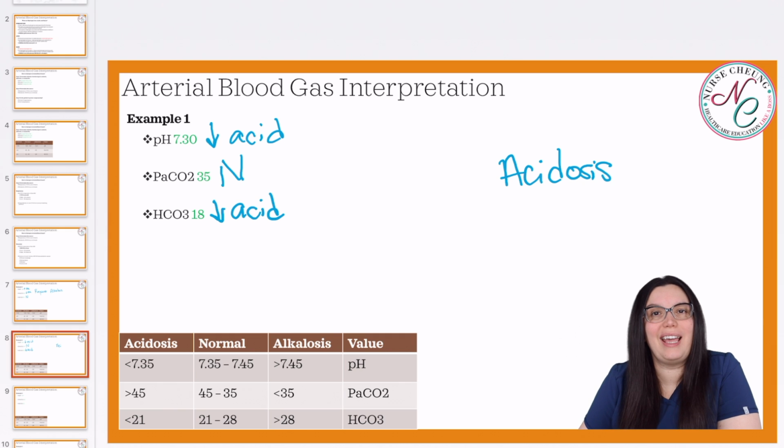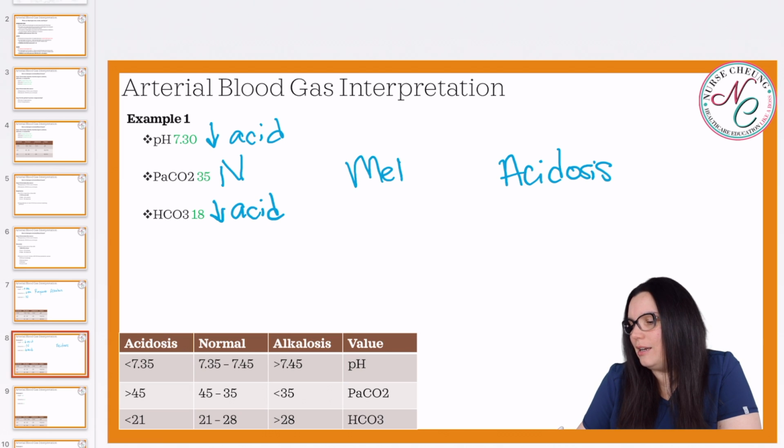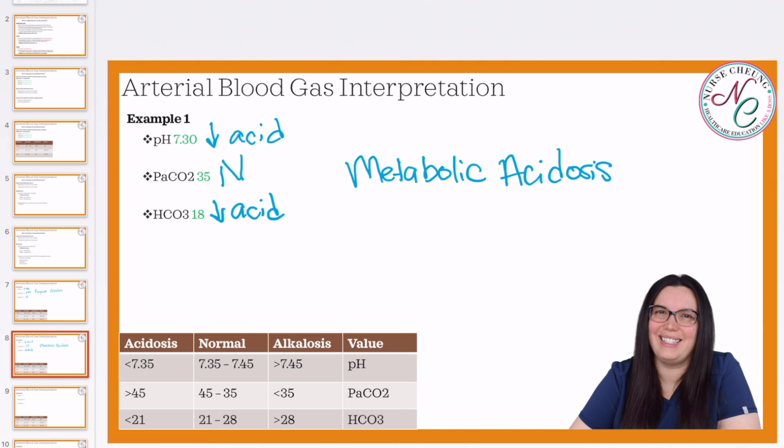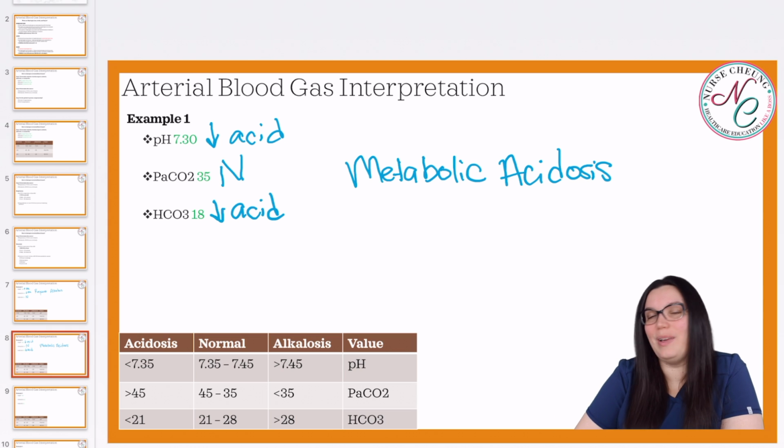And then we look at our PaCO2 and our HCO3. Which one's out of whack, right? Well, it's our HCO3. So we know that this is a metabolic component, because our HCO3, which is our base, is buffered by our kidneys, making it a metabolic component and not a lung component like our PaCO2. So in this example, we have a metabolic acidosis.